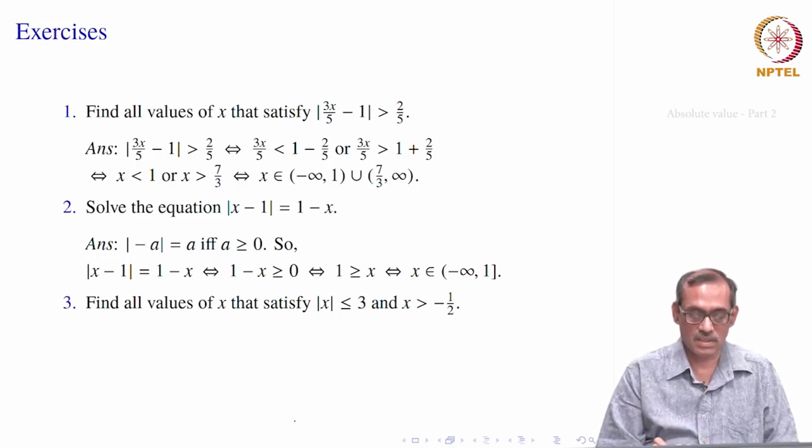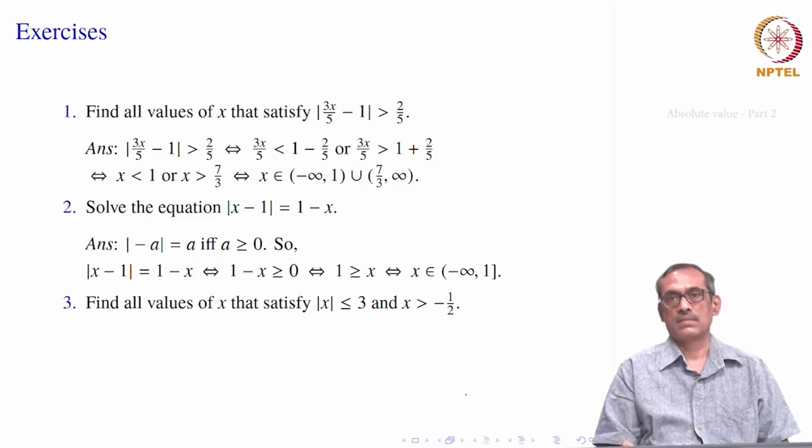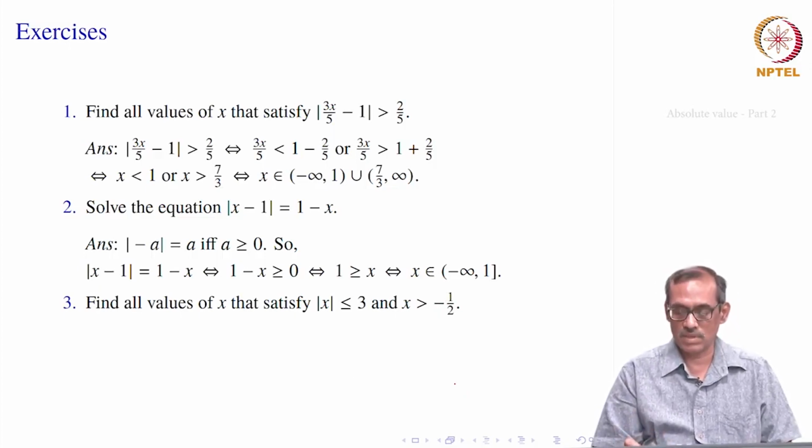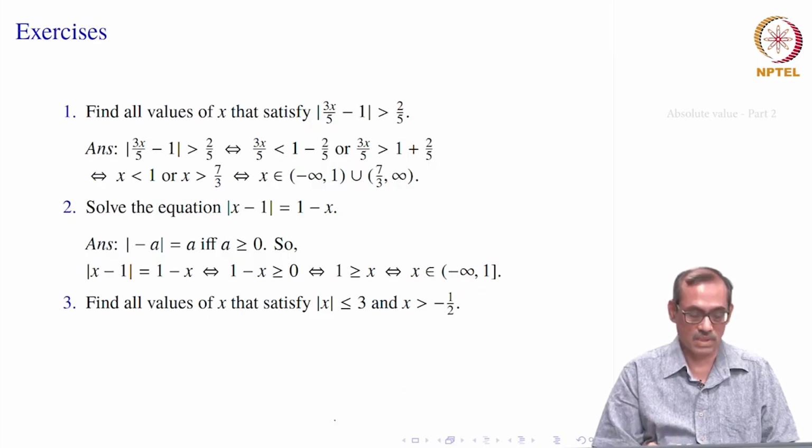Now, let us take the third one. It asks us to find all real numbers x which satisfy these two conditions. The first condition is mod x less than or equal to 3, and the next condition is x must be bigger than minus half. So, where do we start? One condition is nice, x is bigger than minus half, that is easy to tackle, but the other one concerns mod x. So, first we should see what is the meaning of mod x less than or equal to 3.